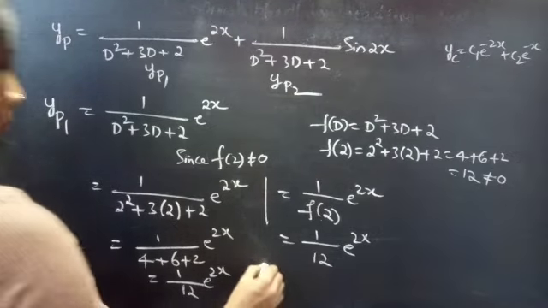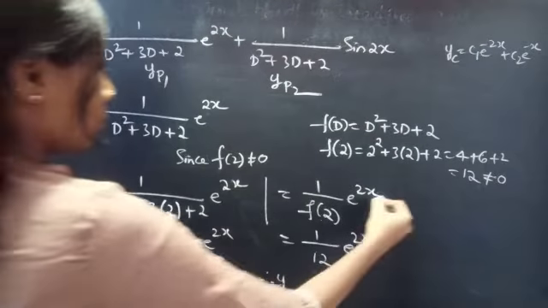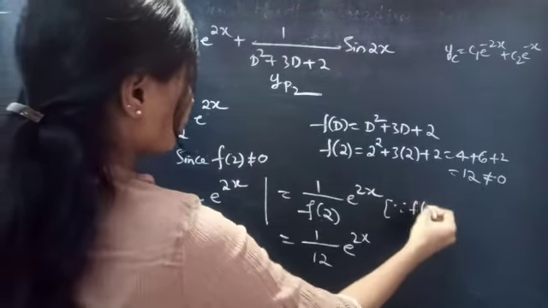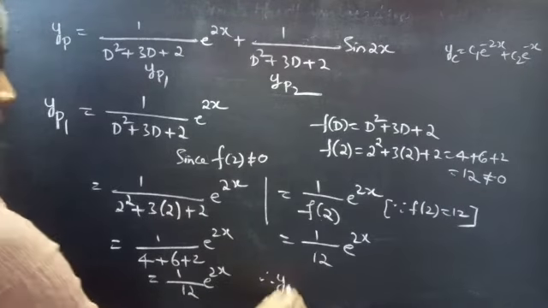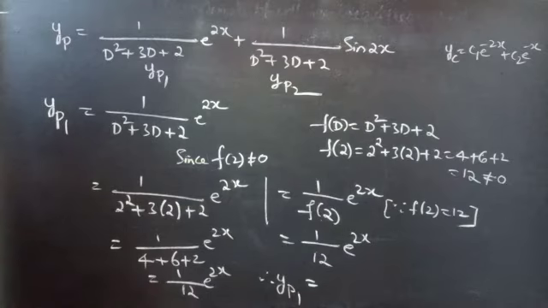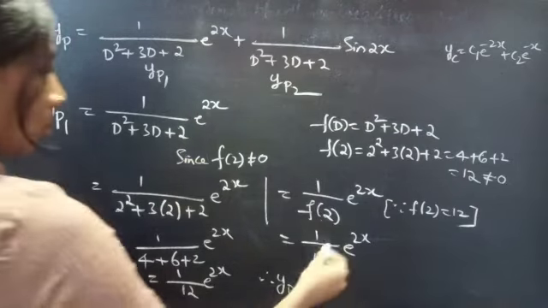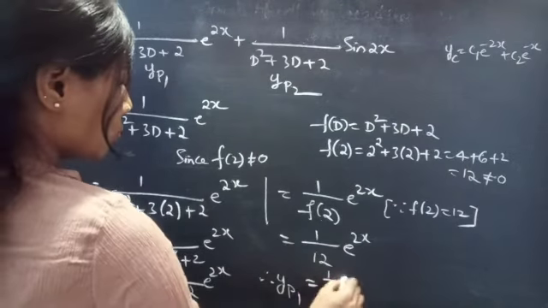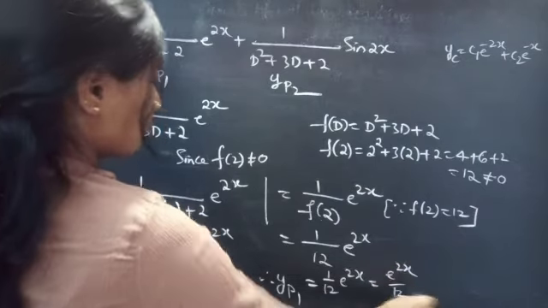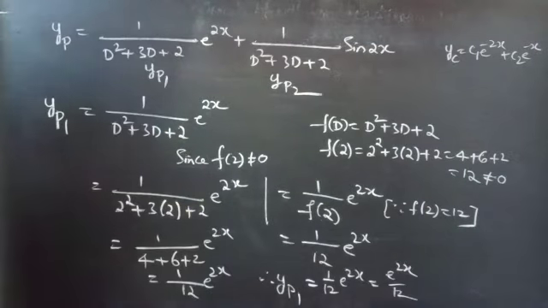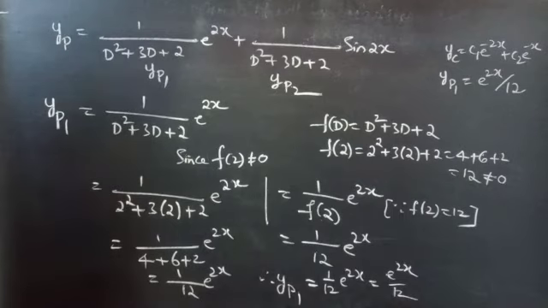Therefore, since f of 2 equals 12, yp1 equals 1 by 12 into e power 2x, or e power 2x by 12. Now let's find yp2.